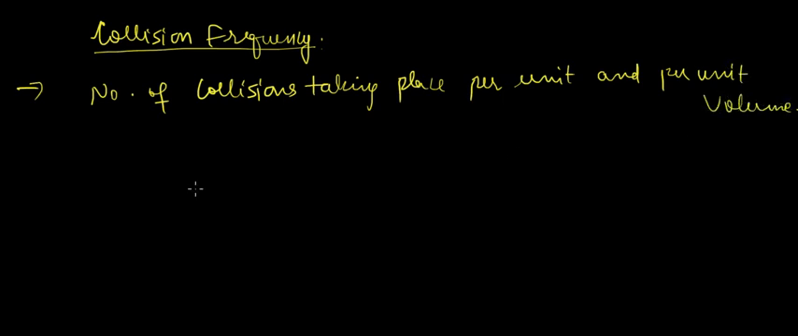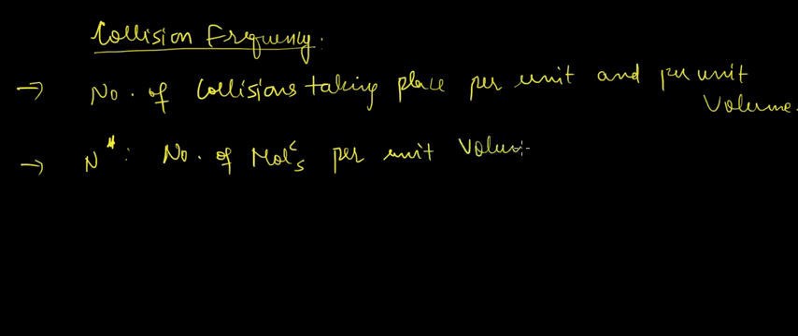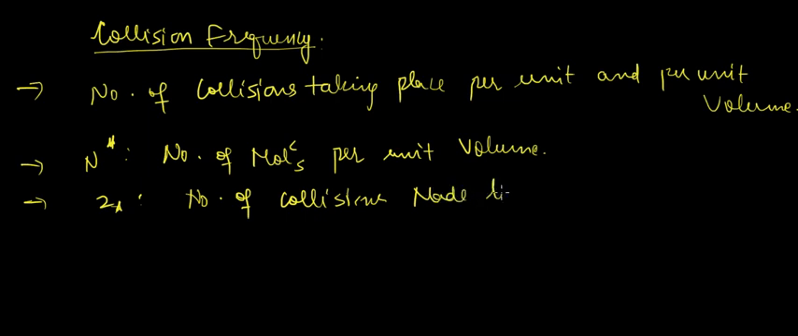Okay. So before that, let me just brush up from the previous lecture. We saw N star as the number of molecules per unit volume. And we saw Z star as the number of collisions made by a gas molecule in unit time.